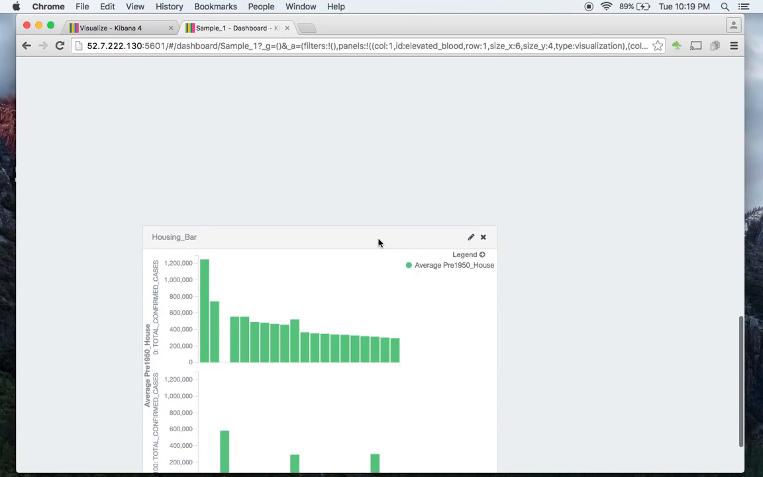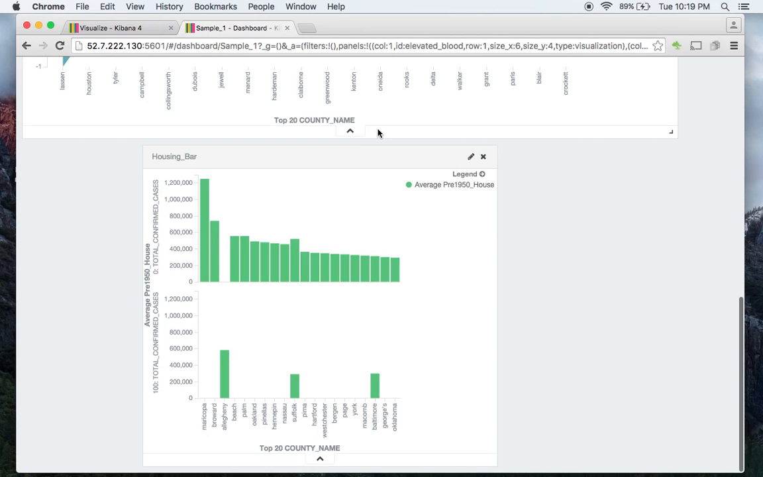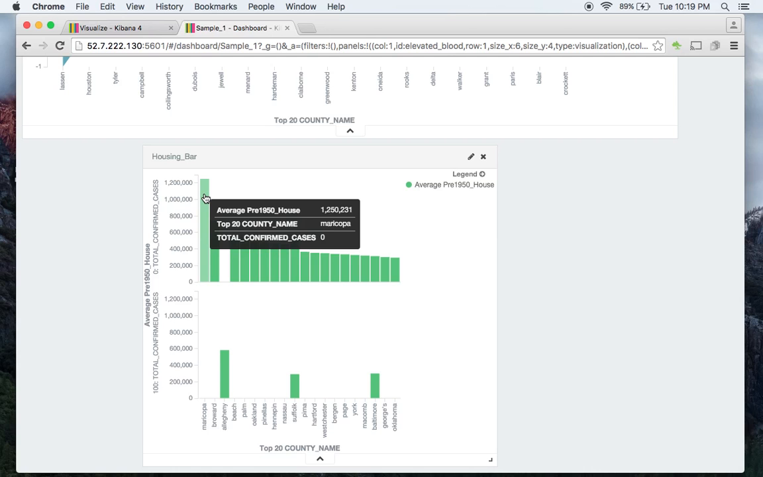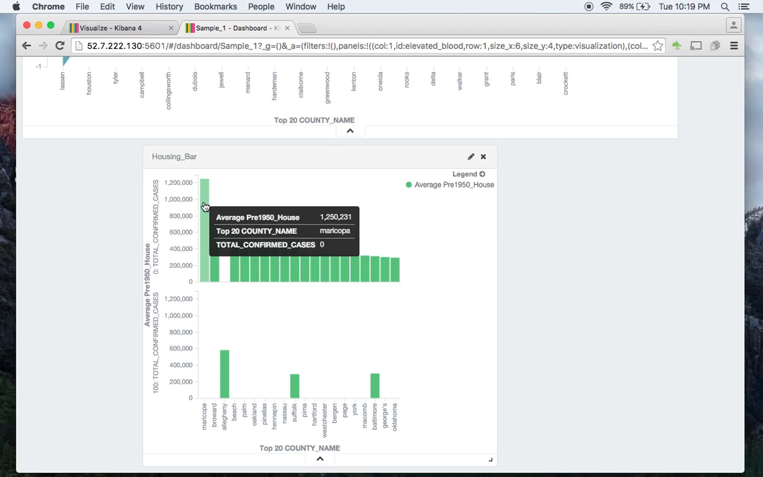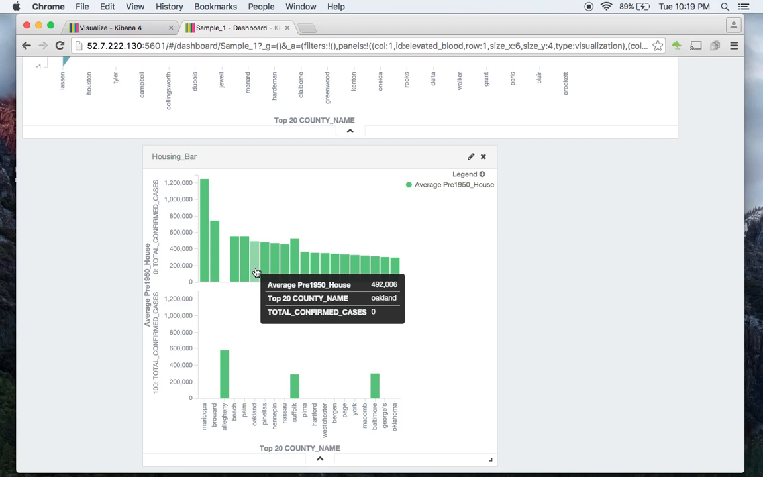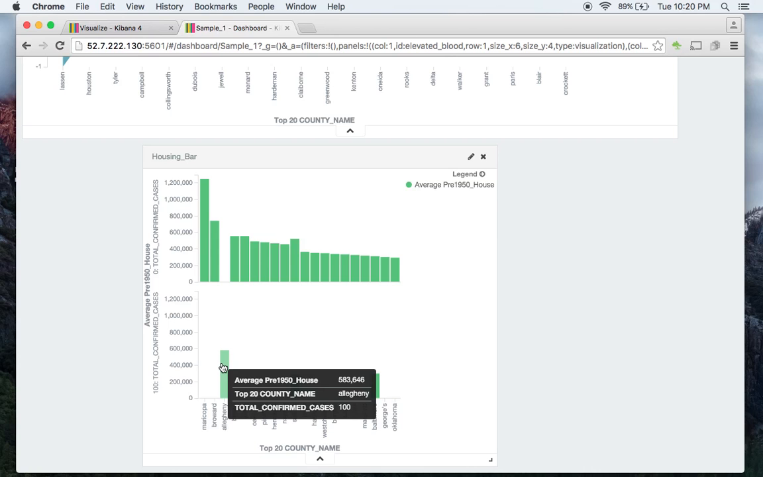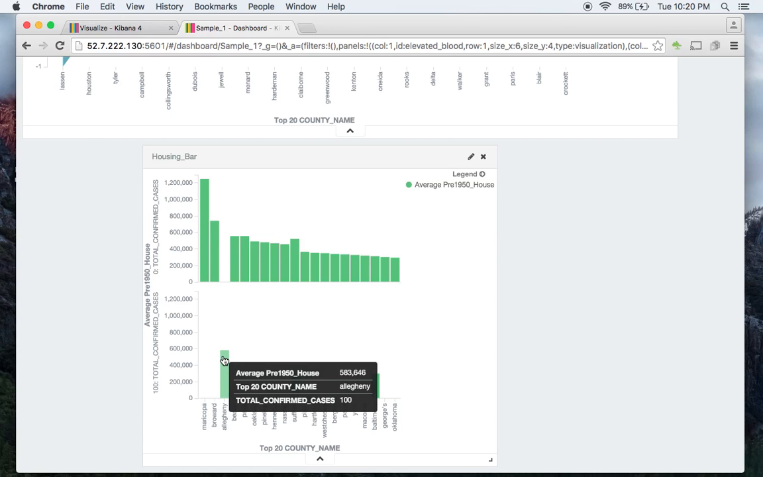The next visualization is the housing data. This is the number of housing units that are built pre-1950, and then we divide it into buckets. So this is bucket 0 to 99. This means that 0 to 99 confirmed cases of lead poisoning, and this is bucket 100 up. What we can see here is that Allegheny has a high number of pre-1950s houses, and they also have a high number of total confirmed cases for lead poisoning.